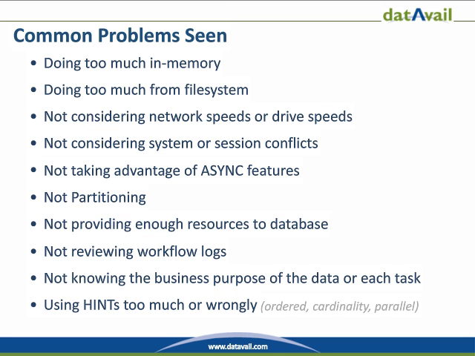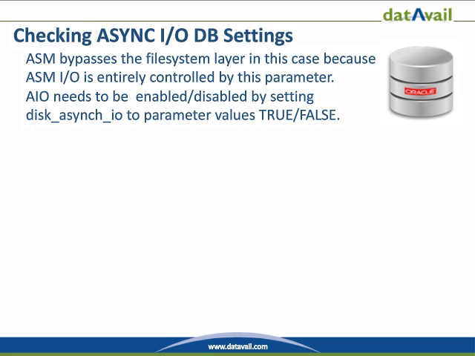And then again, using hints too much or doing them wrongly. Some of the ones that I've seen the most that are used wrong are ordered, cardinality, and parallel. These three, the first thing I do is take them out. I test to see if it performs better without the hint, and then I put them back in if it doesn't. So be careful how you're using hints.